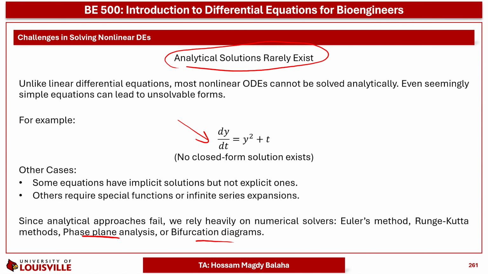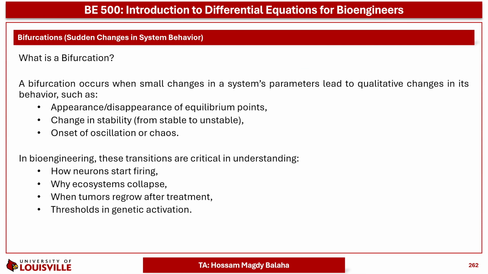We discussed how to deal with the numerical methods such as Euler and Runge-Kutta or RK4, and we are going to cover now the qualitative ways to understand the system. So in this lecture, we are going to cover the qualitative ways to understand the system, especially the nonlinear system. We will start with the bifurcation diagram. So what is a bifurcation? Simply, a bifurcation occurs when small changes in the system parameters lead to qualitative changes in its behavior, such as the appearance or change in stability, or the appearance of chaos or oscillation.